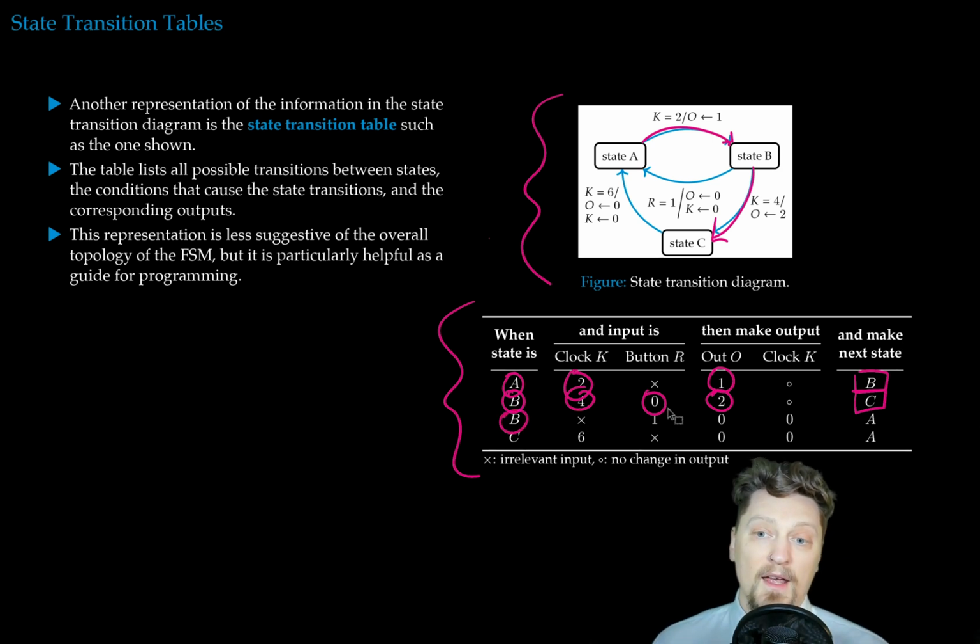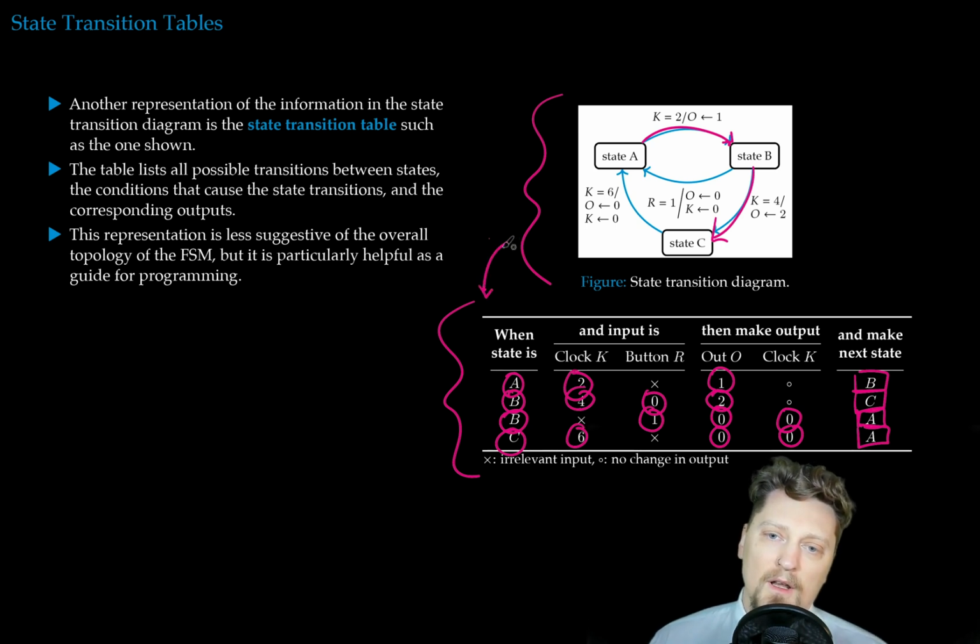When the state is B and the reset button is hit, regardless of what the clock is, we will make the output 0 and we'll make the clock count 0. So we'll reset the clock and reset the state to A. Finally, when the state is C, when the clock reaches 6, regardless of what the button is doing, we will make the output 0 and the clock K reset to 0 and go back to state A. So this is just an alternative representation of the same finite state machine.